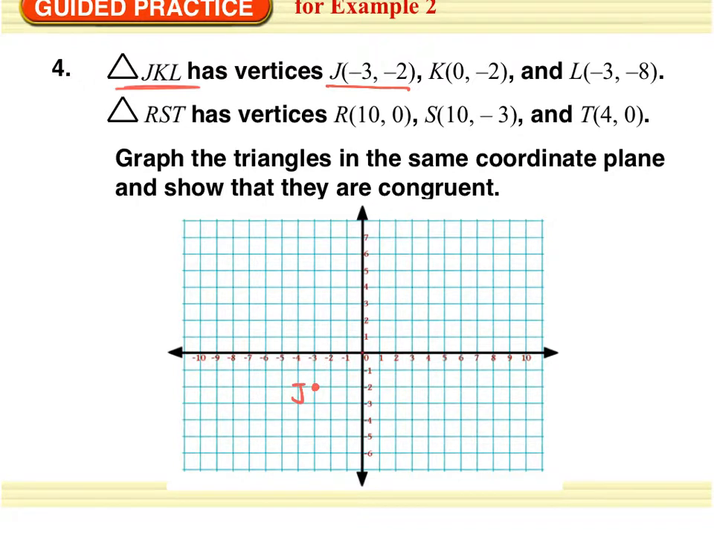Then K is 0, -2. That's K. And now L is -3, -8. Now this one goes off because the very bottom of my grid is -7. So I'm going to put it down here. So that's L. I'm going to connect the points and make my triangle.